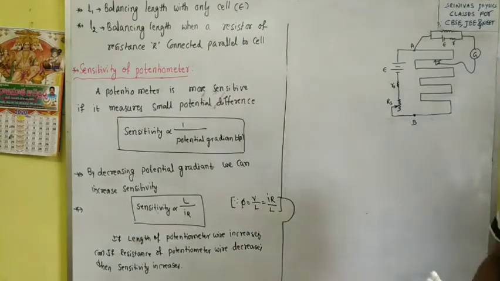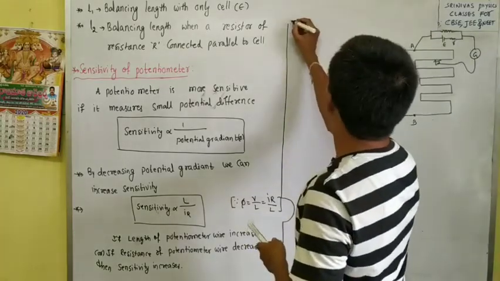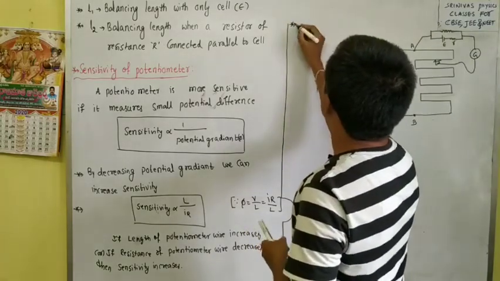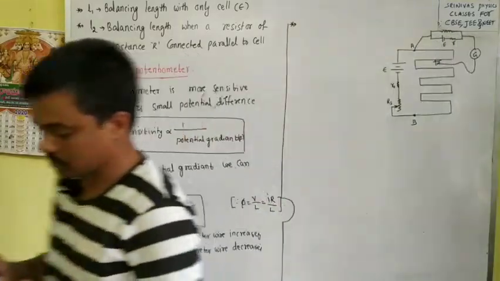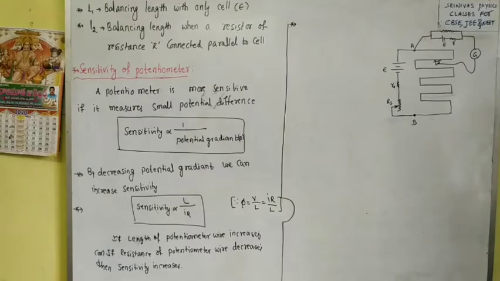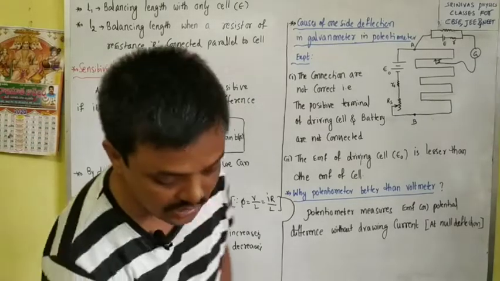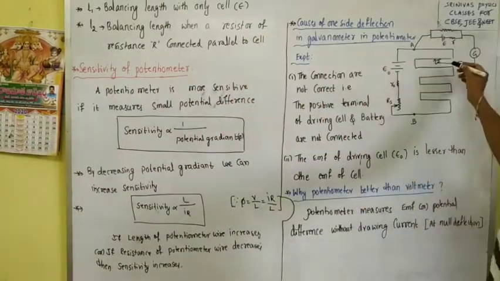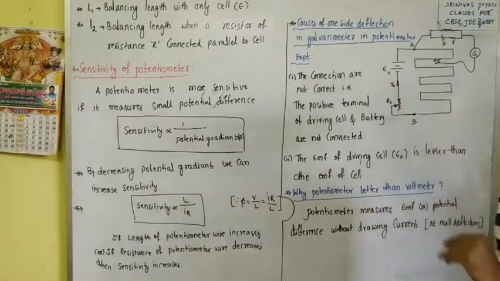Now let us see. I will write this by pressing pause. Okay, let us discuss two important points. What is the cause of one side deflection in the galvanometer? That means when you press the jockey here and here, the galvanometer shows only one side deflection.